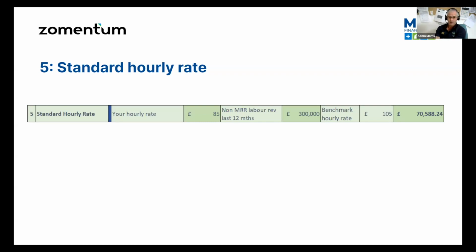So in this example, we've got a current hourly rate of 85. We've got a benchmark hourly rate of 105, which we think is about right as an average in the UK. And then we've got non-inclusive labor revenue for the last 12 months of 300,000, so projects, etc. What's the bottom line difference? 70,000.